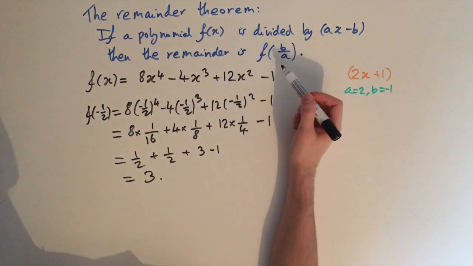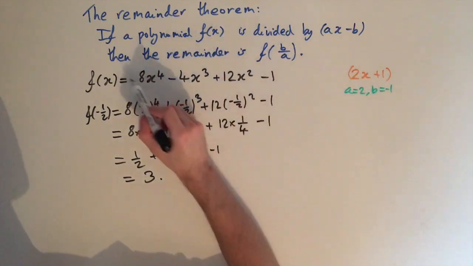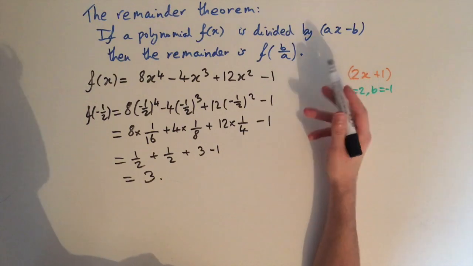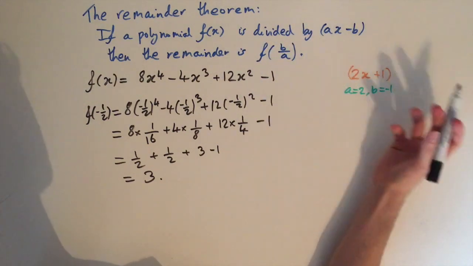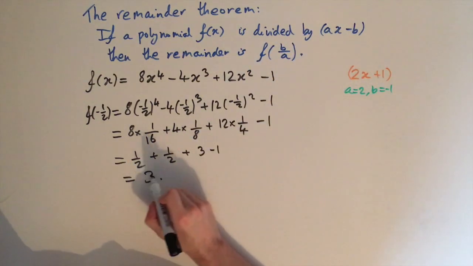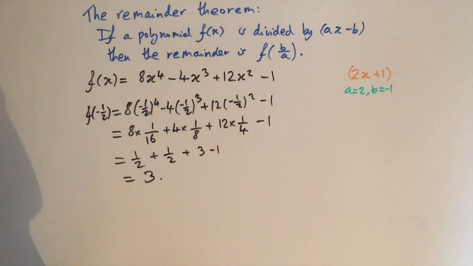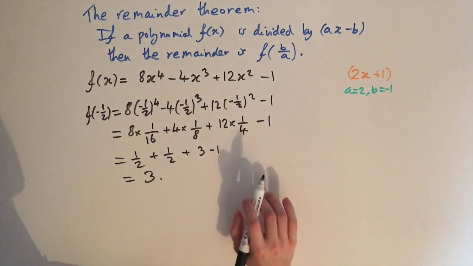And so what this theorem is telling us is if we divide this polynomial by this linear term using long division, polynomial division, we should expect to get a remainder of 3. And now we're going to do that to confirm it, and we're also going to get some insight into why this is true. So let me just rub off the board to clear up some more space.